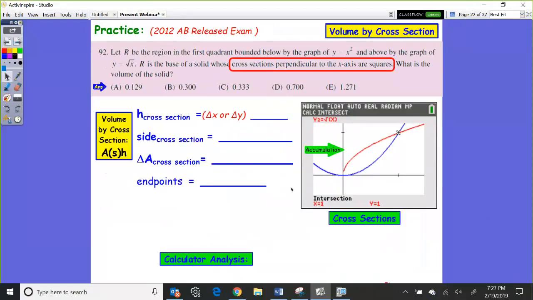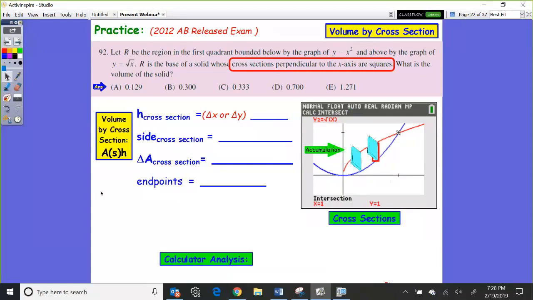This one was a calculator problem. Notice number 92. That means it was a calculator multiple choice. But the two graphs were simple. They could have just graphed x squared and square root of y without a calculator. They needed to be perpendicular to the x-axis, so there's your rectangle. And they have squares sitting on top of those rectangles like that, and you are accumulating a bunch of squares.